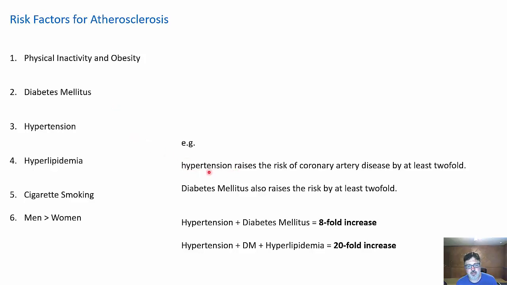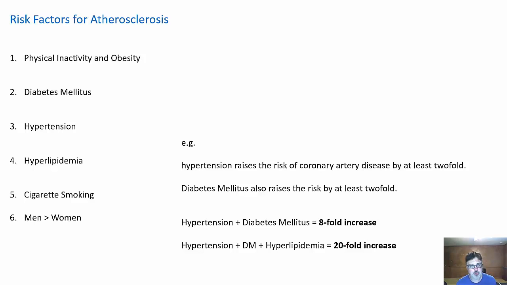So, for example, let's say we have hypertension in our patient. Well, that will increase the risk of coronary artery disease by at least twofold. Diabetes mellitus will also add another twofold. But these two won't add together. If you have both hypertension and diabetes mellitus, that will actually increase the risk of cardiovascular disease by eightfold. So a much, much bigger jump there, having both of these together. And of course, if your patient has hypertension, diabetes mellitus, and hyperlipidemia, well, now we have a 20-fold increase. So you can see how the numbers jump way, way up as we start adding on these different risk factors for each individual.